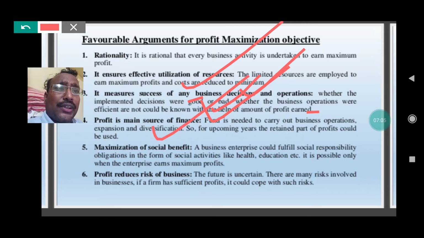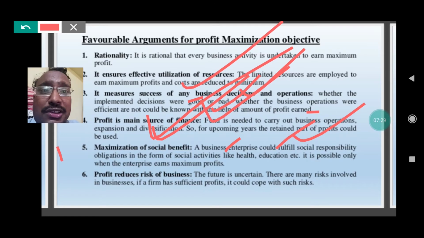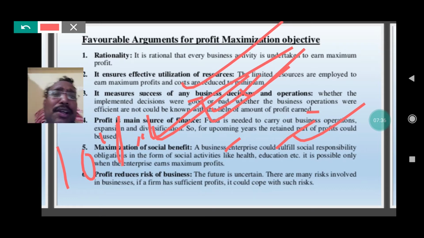And another important favourable advantage is maximization of a social benefit. How is it possible? If the business is in profit, the social responsibility and the social obligations like the health and education fields are possible. When you contribute something towards society, definitely it will return back to you, because you are contributing 10% of your profit towards social activity. It is also playing a very important role.